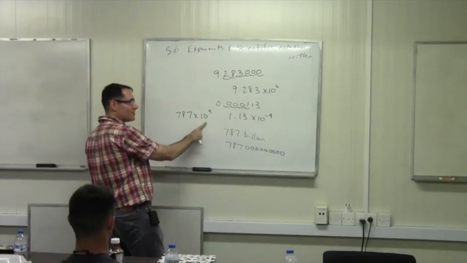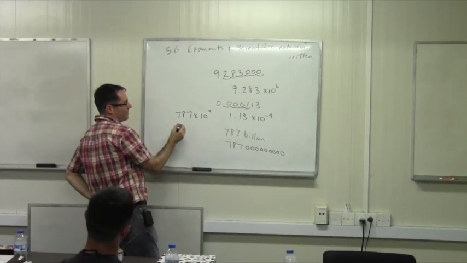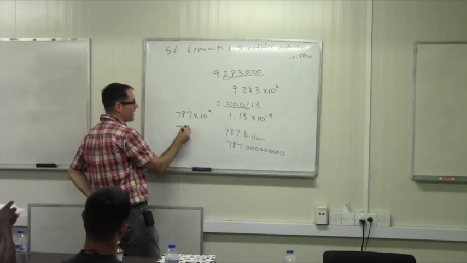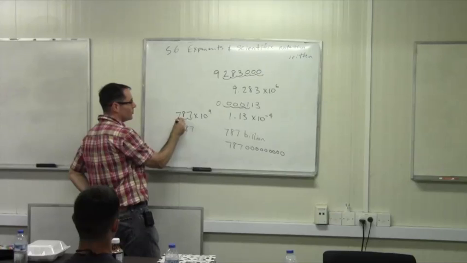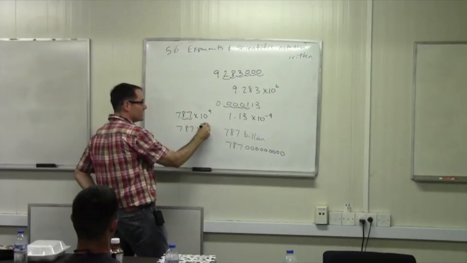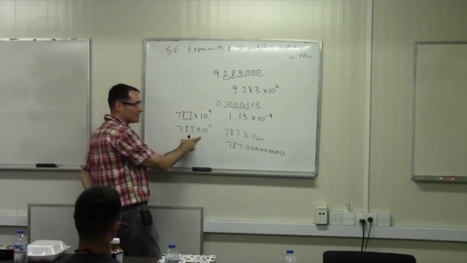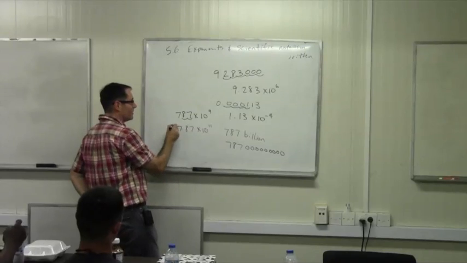But is that in scientific notation? No, not quite. What do we have to do? In this case, we'd put a 7.87, moving the decimal 1, 2 places. So if this got smaller by 2, this has to get bigger by 2: times 10 to the 11th. 7.87 times 10 to the 11th is $787 billion.